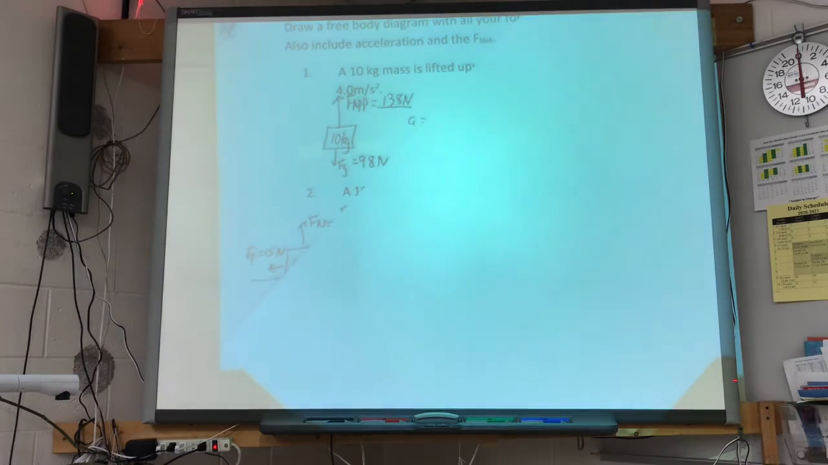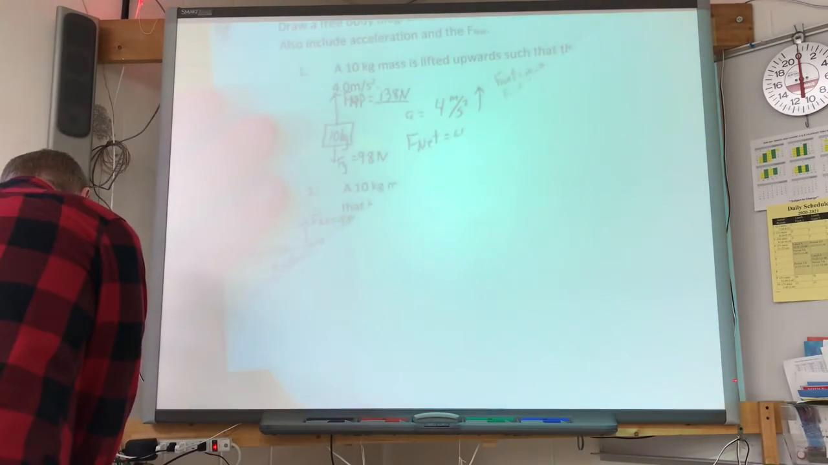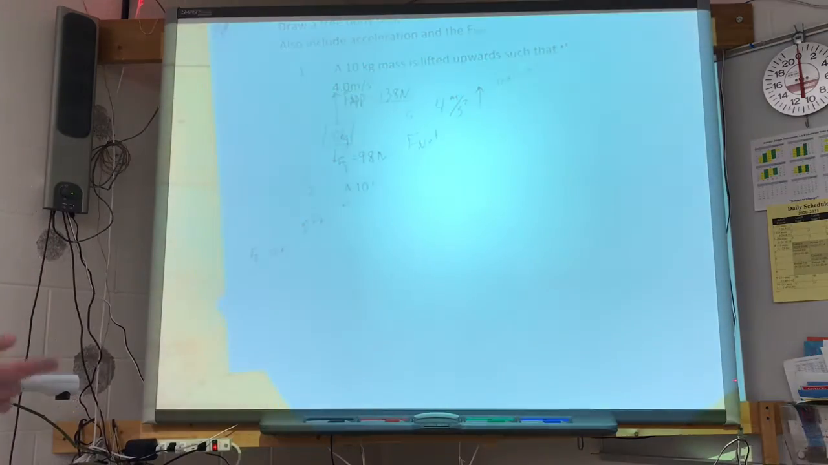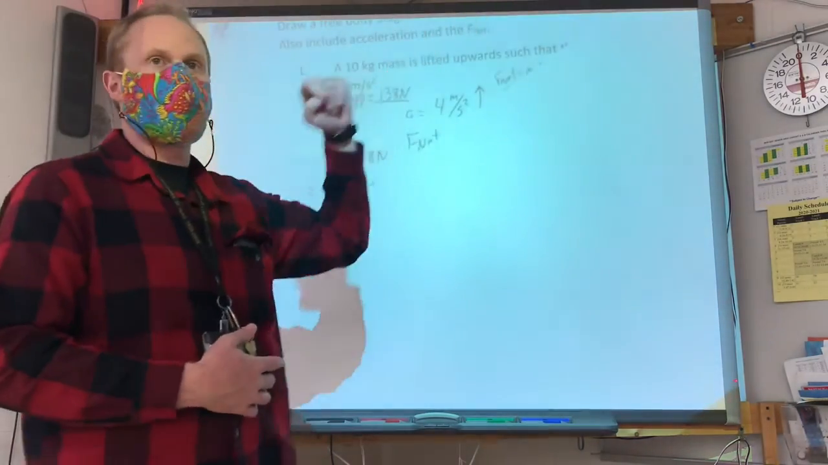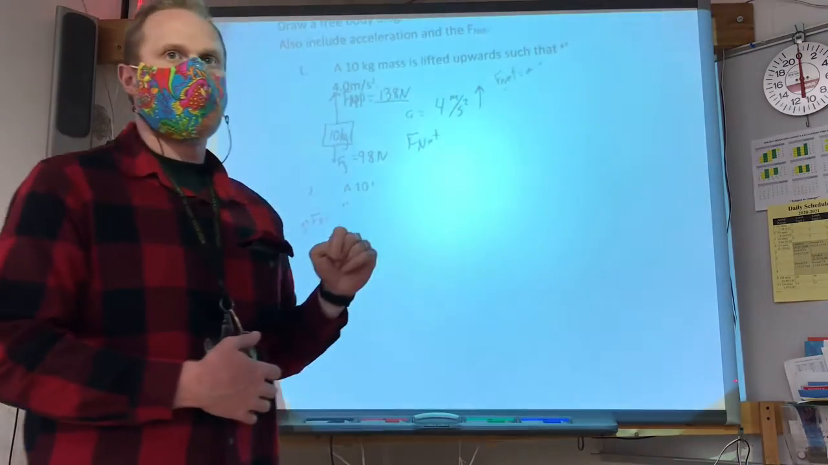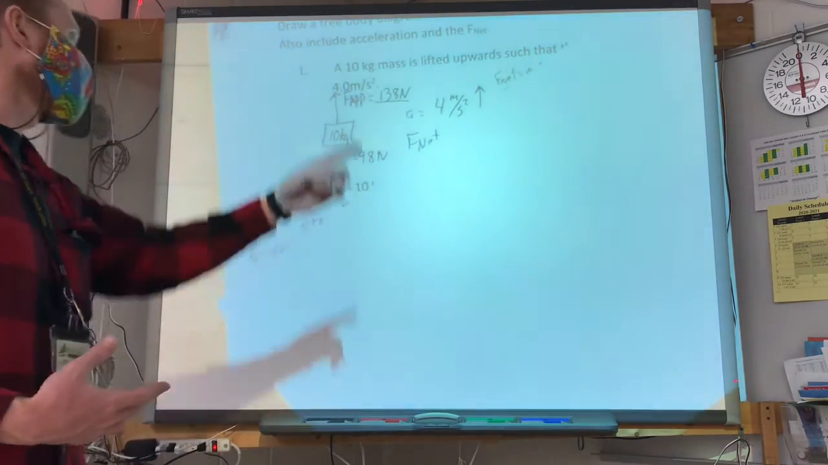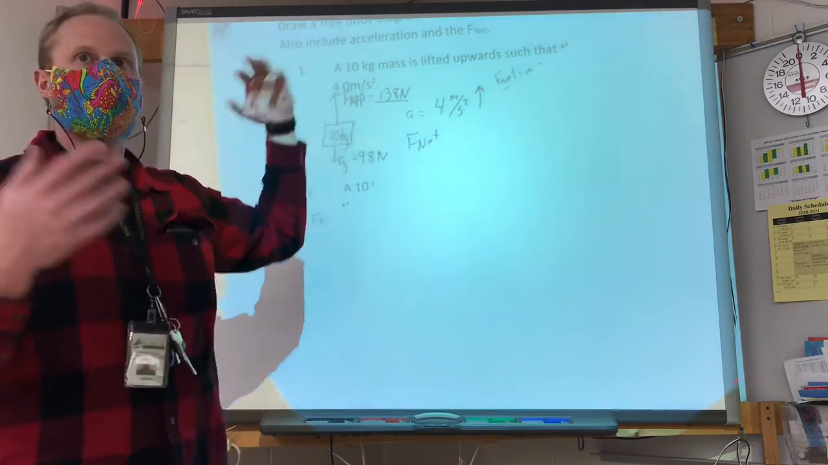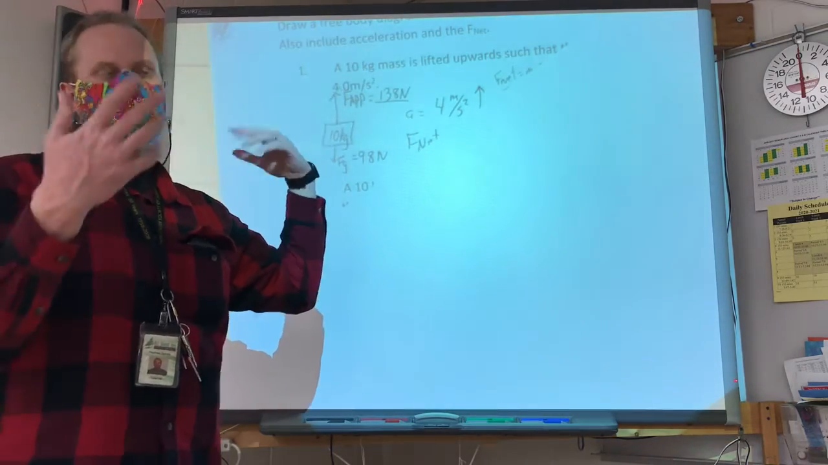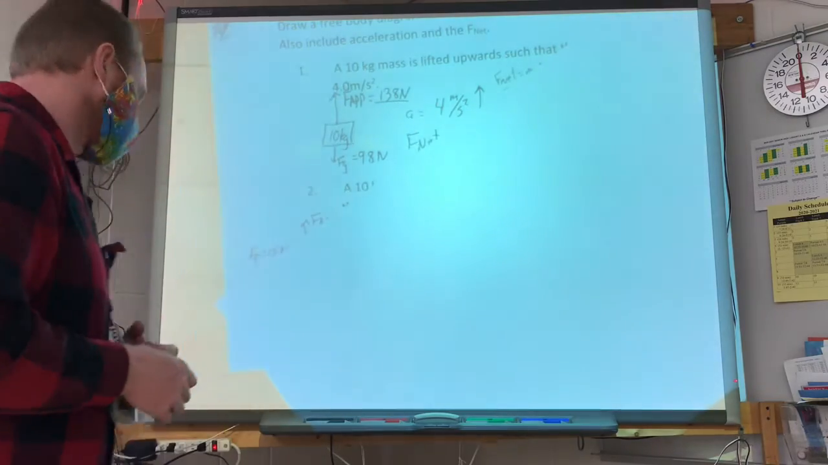The fact that they told us the acceleration is 4 meters per second up is an indicator that there's going to be an F net. My forces are going to be unbalanced. They're going to be unbalanced up because there's an acceleration that's up. My ups are going to be bigger than my downs. That's why I drew that arrow longer. We don't know the 138 number yet. Okay, that's the answer. But how did I get to that?